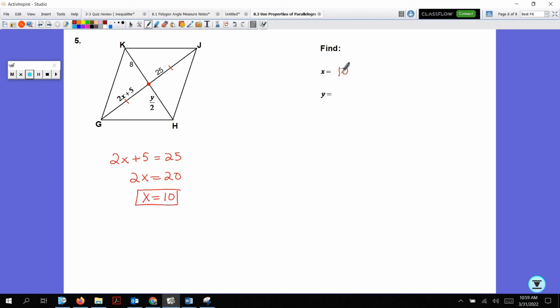To find my y, the same thing happens here from K to this midpoint and H to the midpoint. These two segments are congruent. So y divided by 2 is equal to 8. All I do is multiply both sides by 2, and I get y is equal to 16.